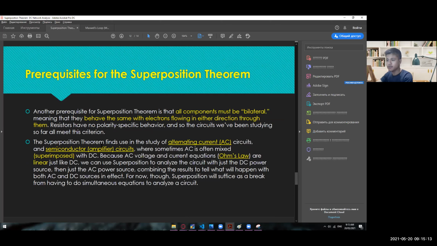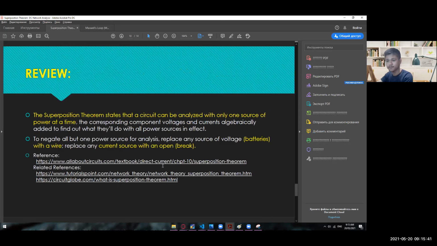And the superposition theorem finds use in the study of alternating current (AC) circuits and semiconductor amplifier circuits, where AC is often mixed, superimposed with DC. So you can also use superposition theorem as long as it's only pure AC with no capacitor and inductor. It's just that we have a sine wave instead of a direct current. So you can also apply superposition theorem.